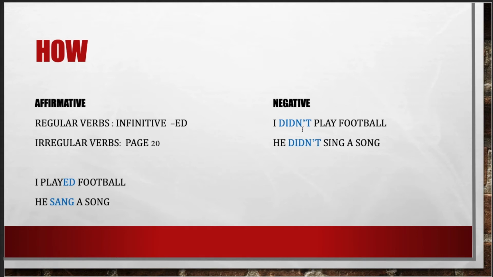Play and sing doesn't change. Please pay attention that with I and with he, we just didn't. In this negative form, in simple past, all the personal pronouns use the same auxiliary, okay? So that's the form in negative. We just have subject, auxiliary, not, or the contraction didn't, verb in its base form, and the complement, okay?